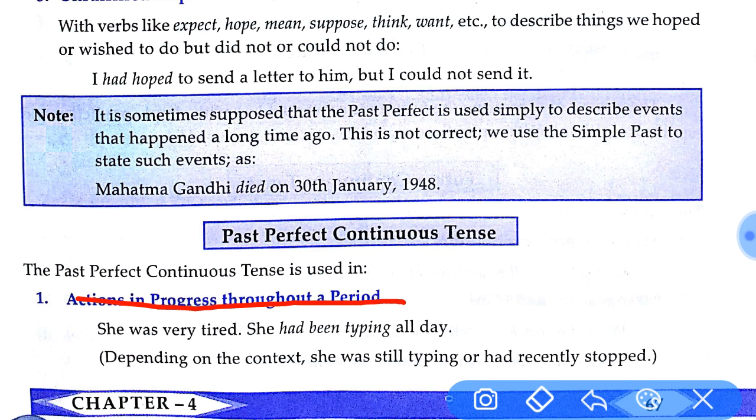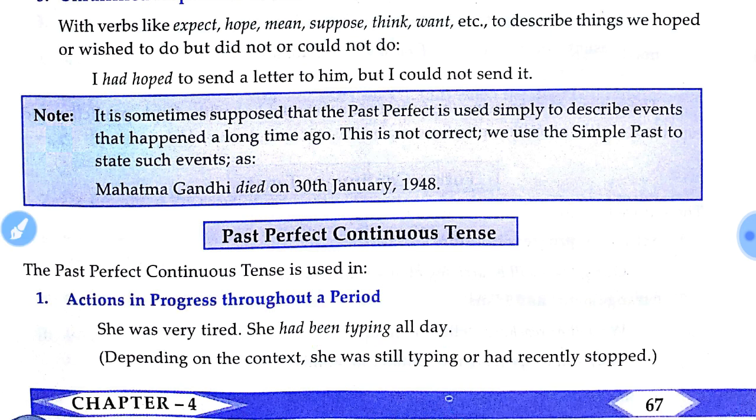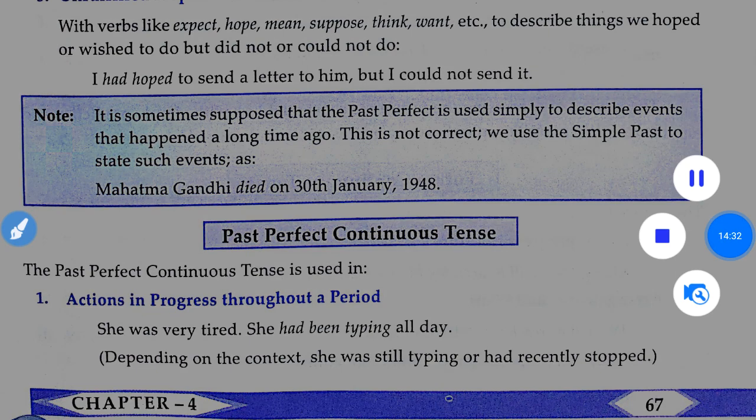For example, she was very tired. She had been typing all day. So she had been typing: had been, and the ing form of the verb, for the perfect continuous.